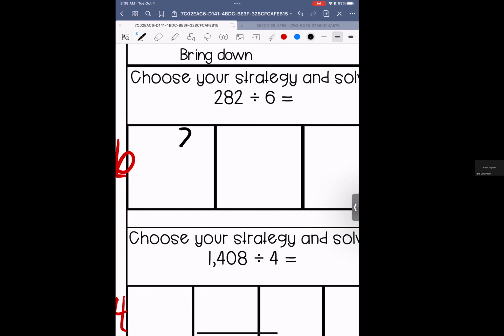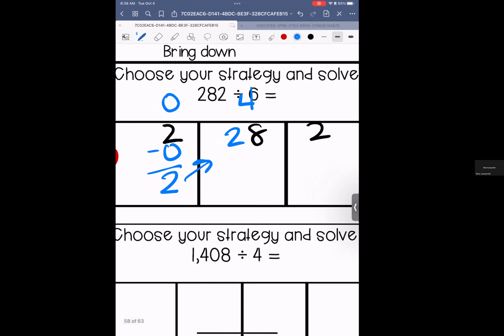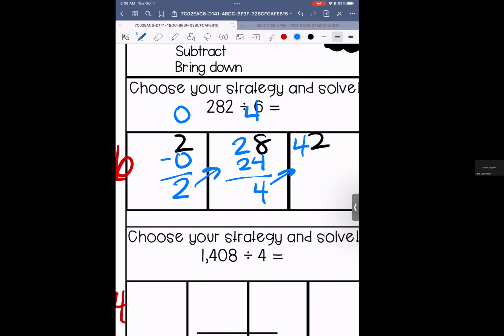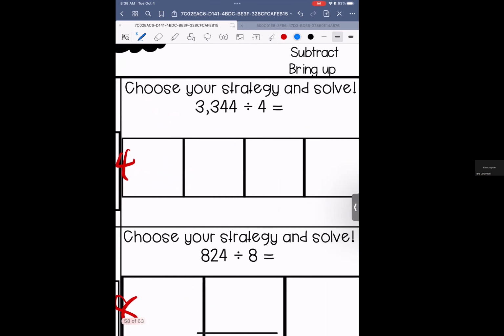We're dividing by 6 into 282. 6 does not go into 2. No way, but it does go into 28. 4 times is the closest, which would give me 24. When I subtract, I get 4. I bring it next door. 6 goes into 42 7 times with nothing left over. Final answer is 47.